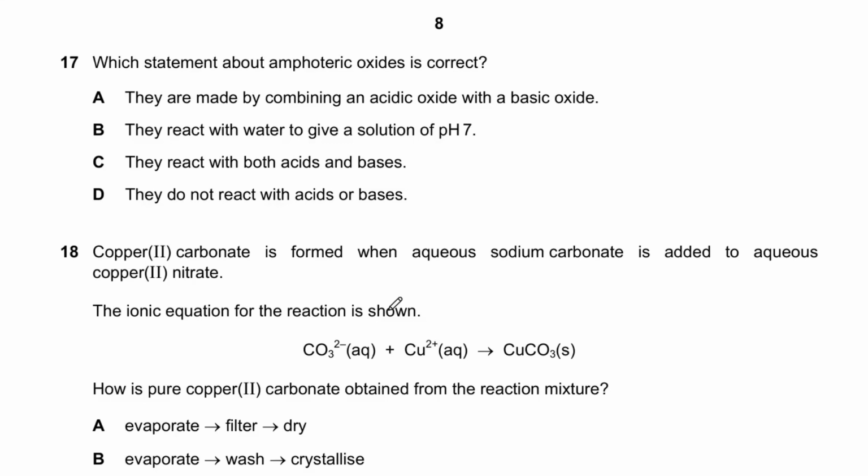Next question, question 17. Which statement about amphoteric oxide is correct? Now, we have to define our amphoteric oxide. Amphoteric oxides are substances that can behave as both acid and base. So amphoteric oxides react with both acid and base. Common examples are aluminum oxide and zinc oxide. From the options given to us, A says that they are made by combining acidic oxide with basic oxide. That is wrong. B, they react with water to give a solution of pH 7.